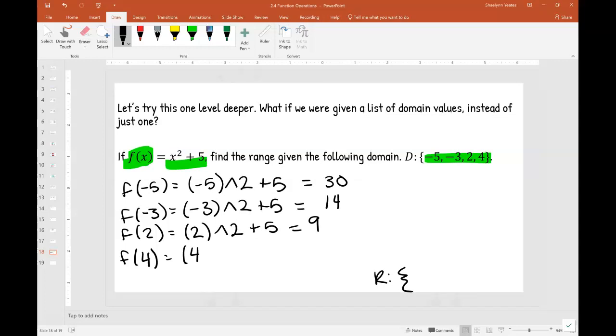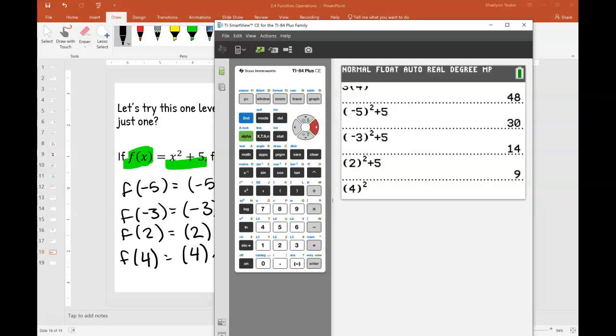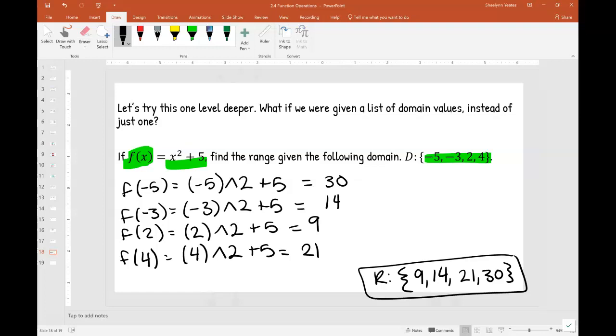All right, so now I'm going to do parenthesis 4 to the second plus 5. I'm going to pull out my calculator and do parenthesis 4 close parenthesis to the second plus 5, and I get the answer of 21. So my smallest number is 9. The next smallest answer is 14. The next smallest answer is 21. And the largest answer is 30. So there is my range.